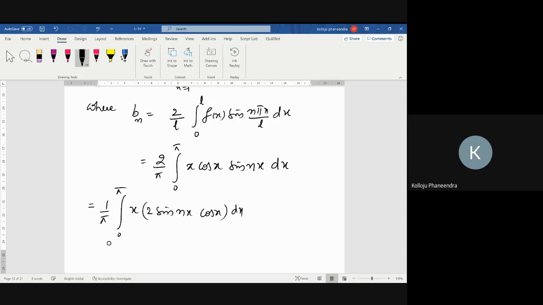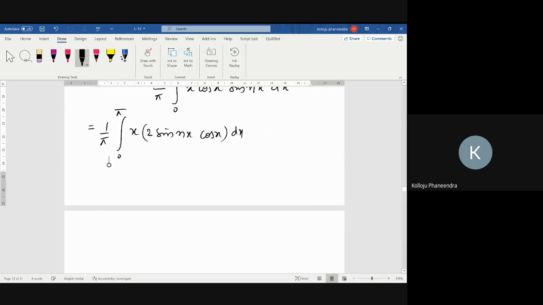2 sine a cos b formula. So 1 by pi integral 0 to pi x into sine a plus b plus sine a minus b dx. A value nx, b value x.